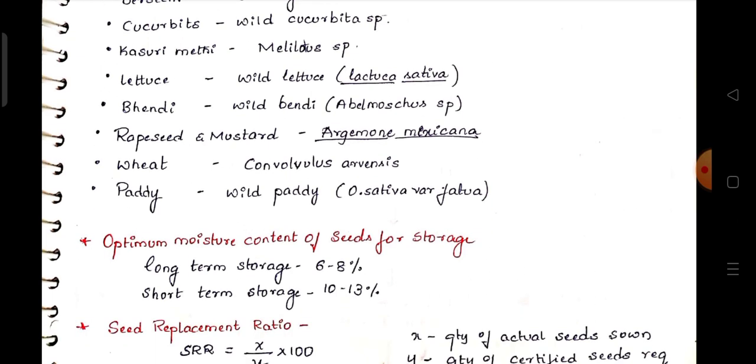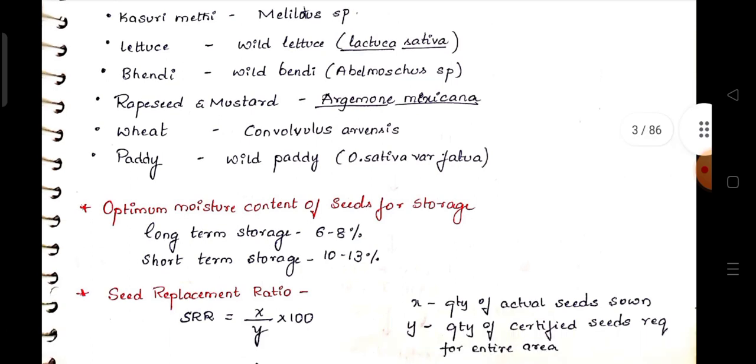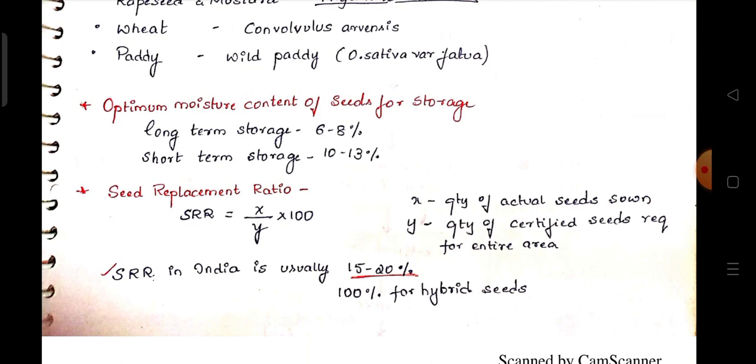Optimum moisture content for seeds for storage: for long term storage it is 6 to 8%, and for short term it is 10 to 13%. The formula for seed replacement ratio is x by y into 100, where x is the quantity of actual seed sown and y is the quantity of certified seeds required for the entire area. Seed replacement rate in India is usually 15 to 20%. Now it has increased up to 30%, and it is 100% for hybrid seeds.